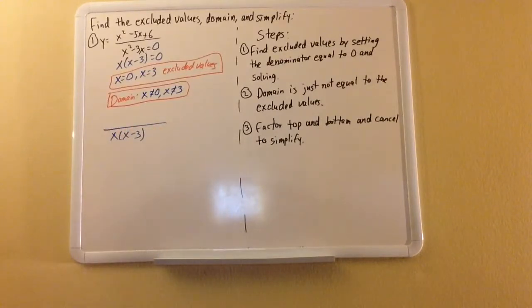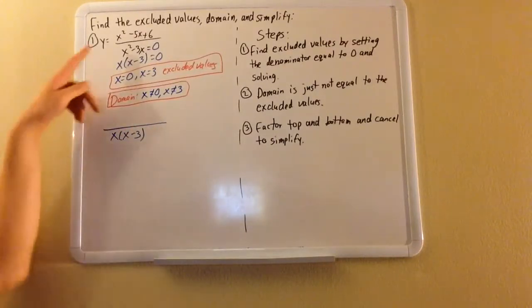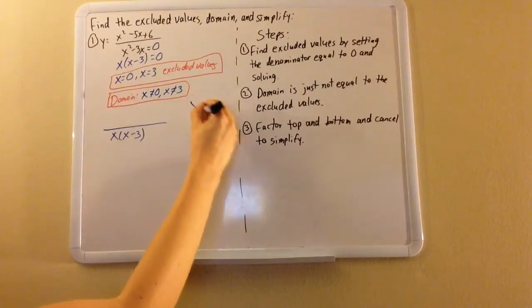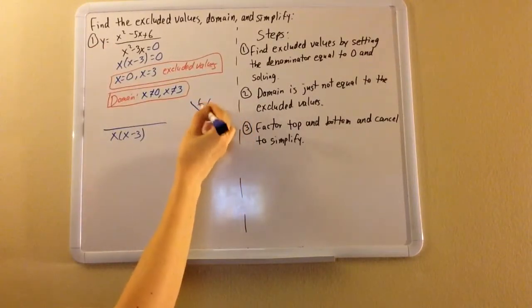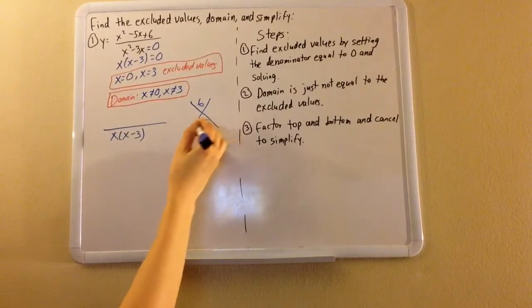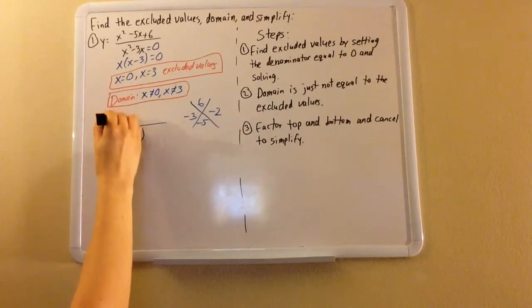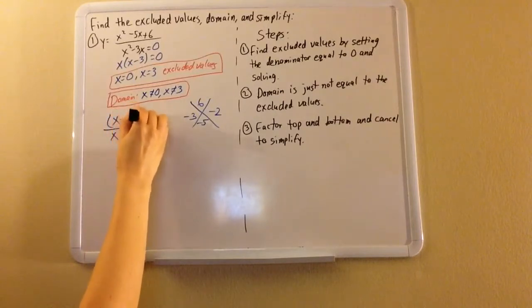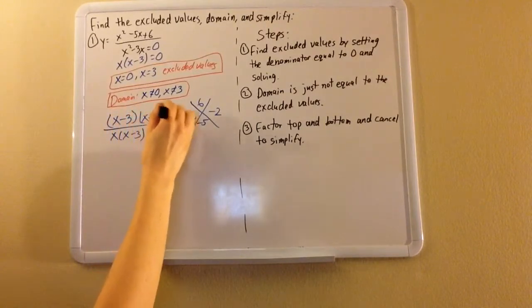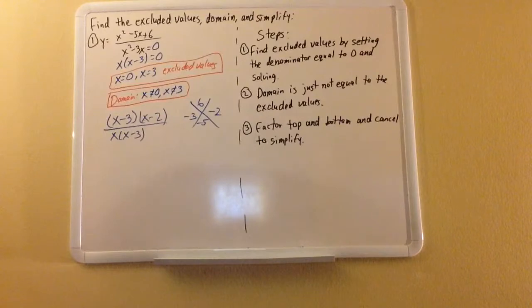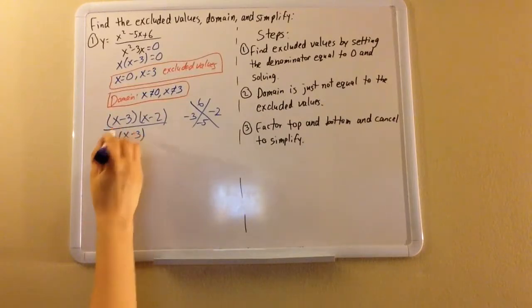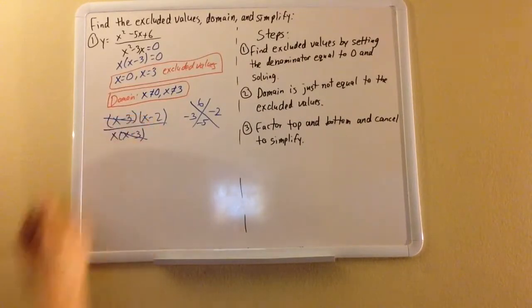The numerator here, I still need to factor that. So I'm going to factor this numerator. On the top is going to be 6, on the bottom is going to be negative 5. So on the sides we have negative 3 and negative 2, which means I have x minus 3 times x minus 2. Now I need to cancel here. I can cancel these x minus 3's.